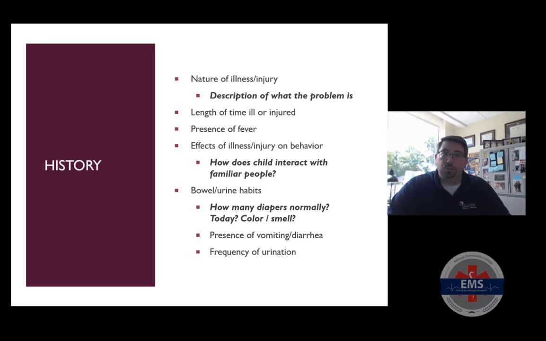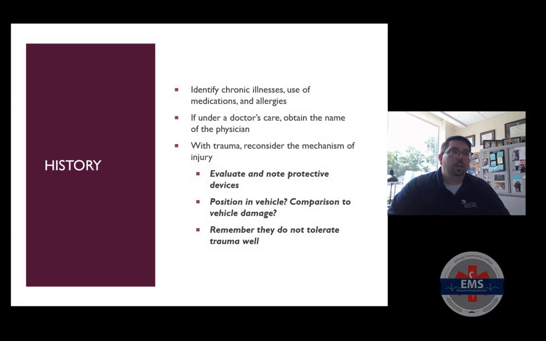What's their color? What's their smell? What's their odor, their consistency? All those things do make a difference in our assessment. Presence of vomiting and diarrhea, and then the frequency of urination. Those things are going to really help us determine things like dehydration or circulatory system support.